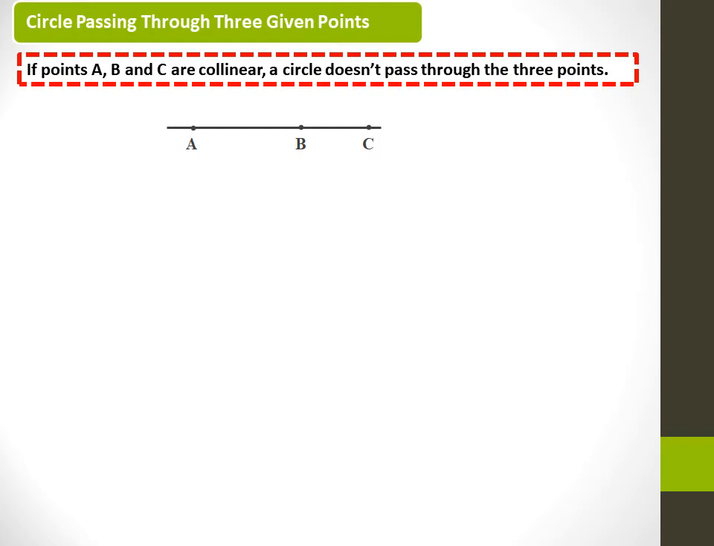I can draw an infinite number of circles passing through A and B, an infinite number of circles that pass through B and C, and an infinite number of circles that pass through A and C. But I cannot draw a circle that passes by the 3 points at the same time.